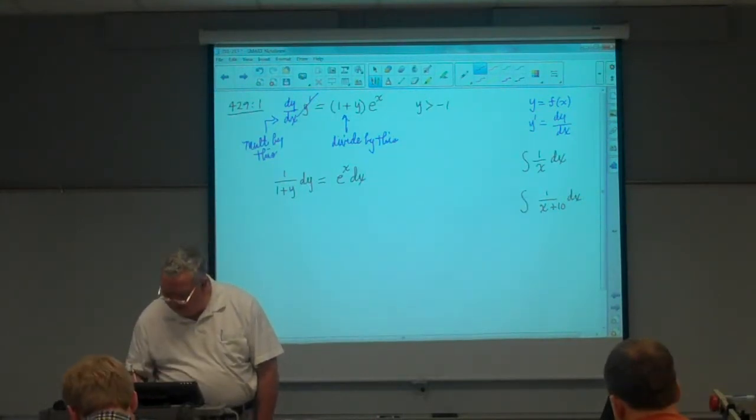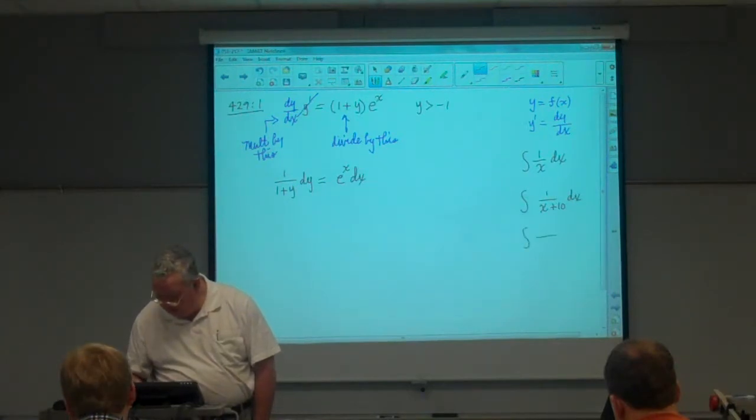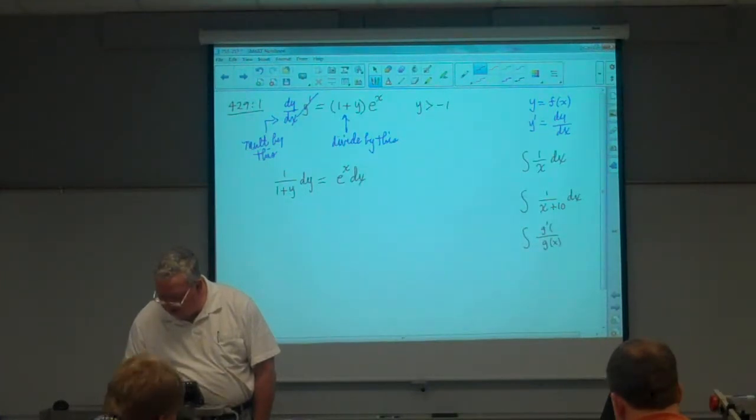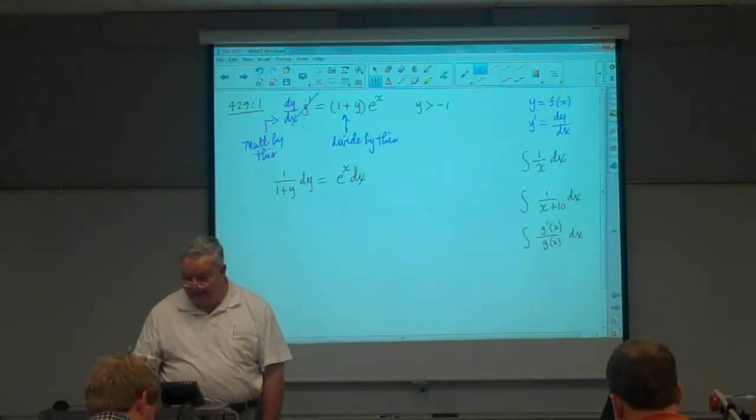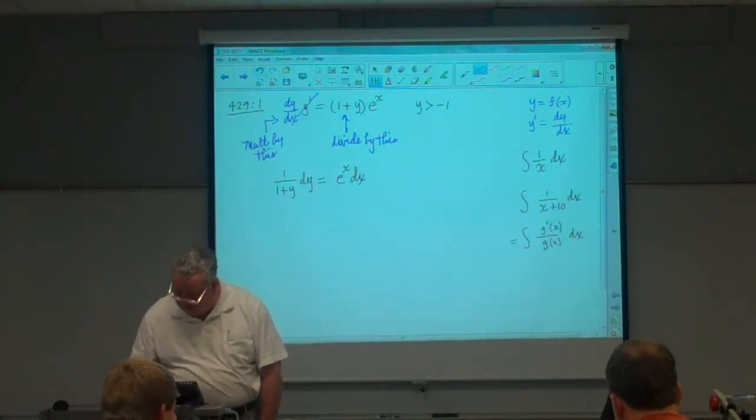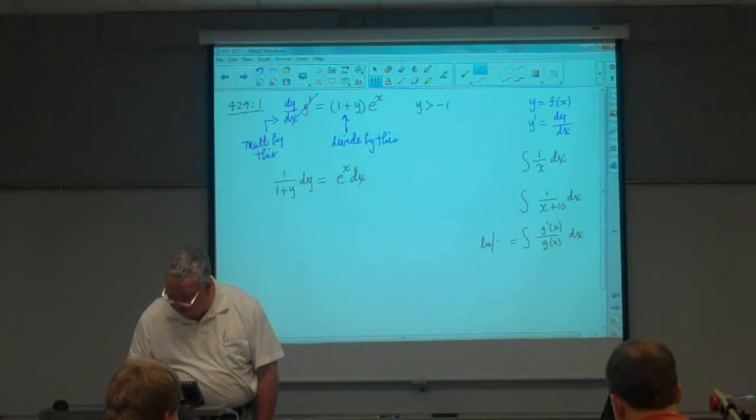Anytime you have the integral of some function g of x and its derivative in the top, anytime that's equal to the natural log of g of x. Anytime.